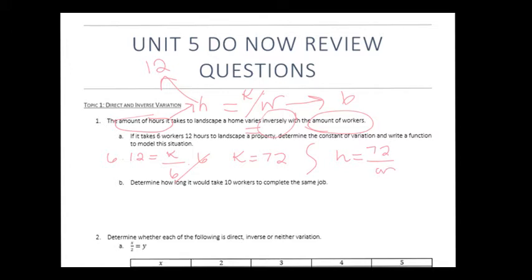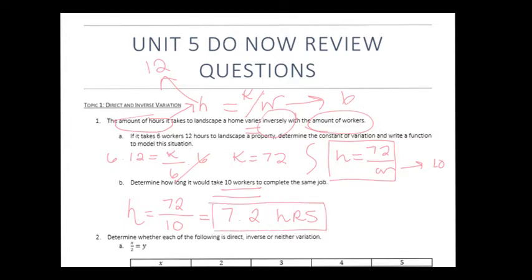So what that's going to allow me to do is to solve for either hours or workers once I'm given one of the other variables. So in part B, it's saying how long would it take 10 workers, when W is equal to 10, to complete the same job. So that means that H is equal to 72 divided by 10, plugging in 10 for the 10 workers, and that's equal to 7.2, and my units is hours. Okay, so this was my function that modeled the entire situation, and using that function, I was able to calculate that 10 workers would take 7.2 hours to finish the same job.